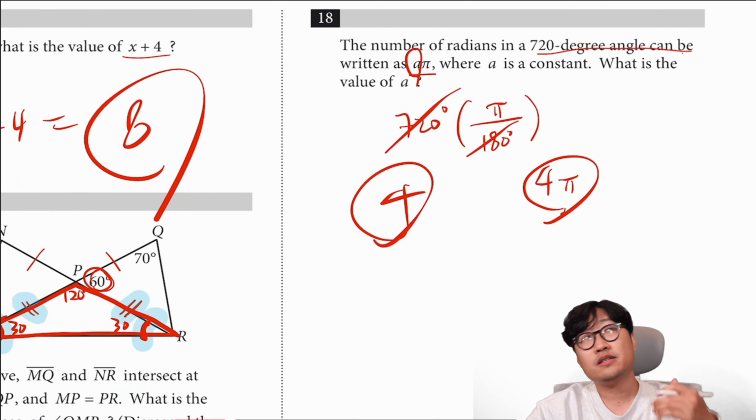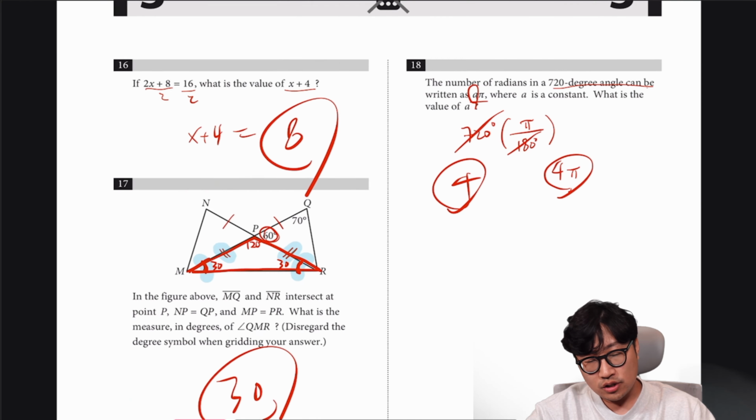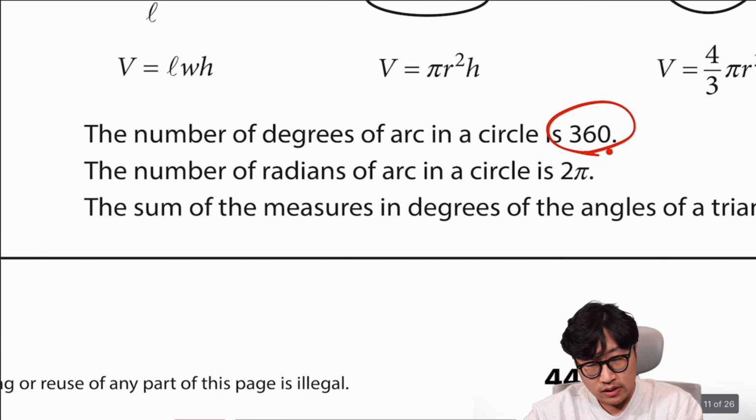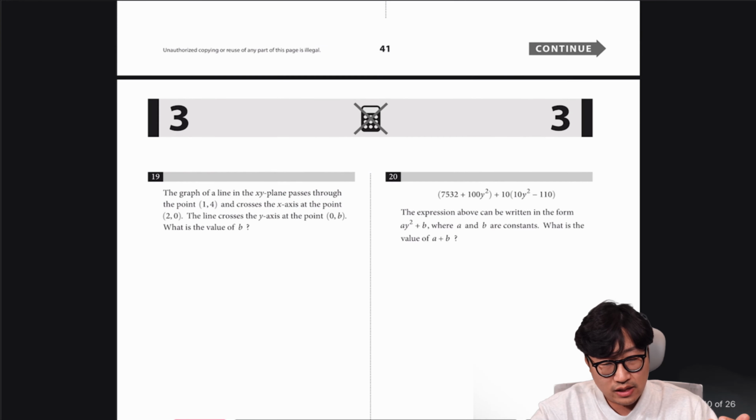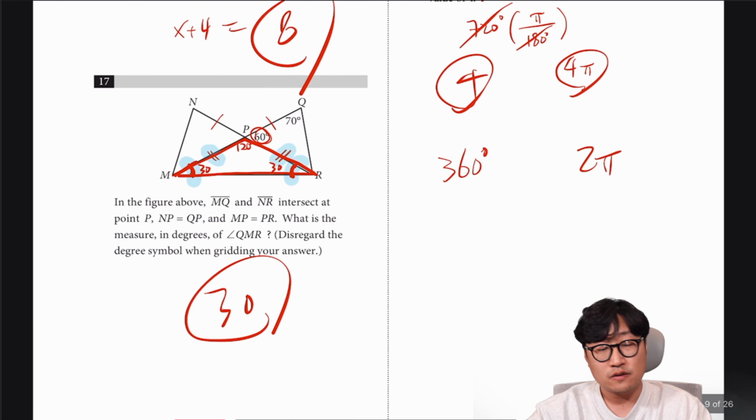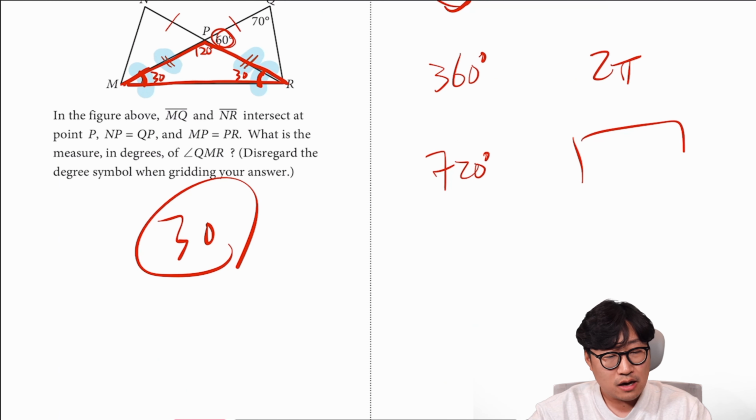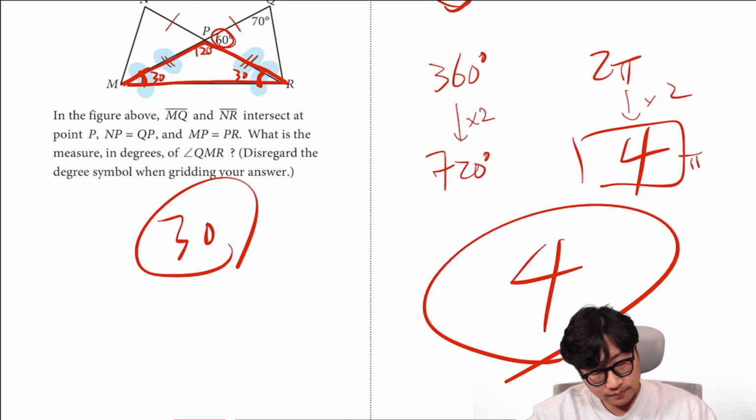Or if you haven't taken pre-calc, or your algebra 2 teacher didn't teach you this, then the front of the packet literally gives it to you right here where it says 360 degrees is 2 pi radians. They literally give it to you. So you can just use that conversion and be like, 360 degrees is 2 pi, as the front of the packet tells me. And this question asks me 720 degrees is how many pi's? Well, that's times 2, so that should be times 2. So it should be 4 pi, so the answer should be 4.